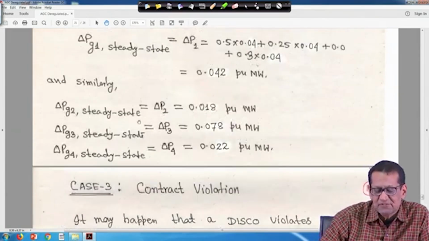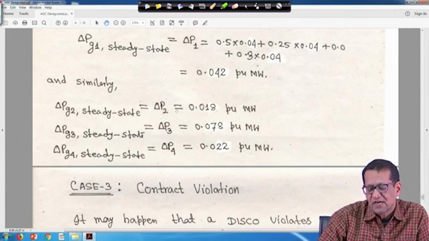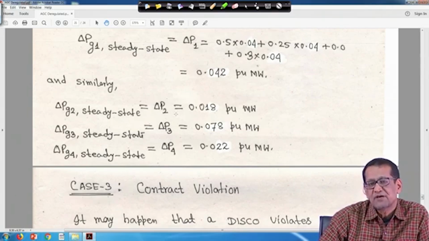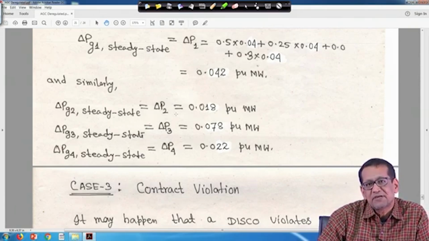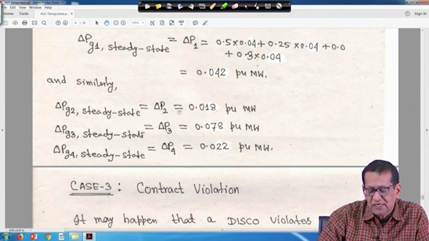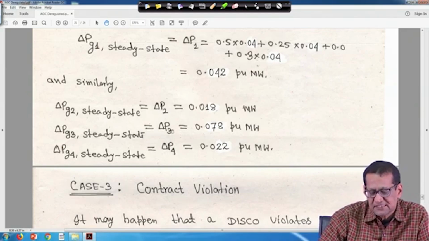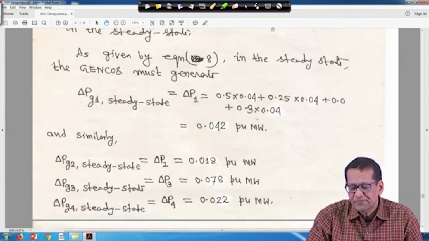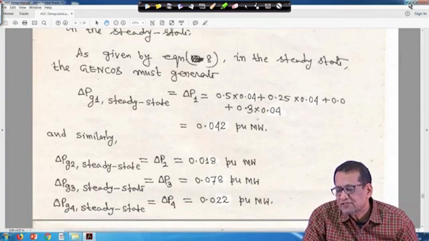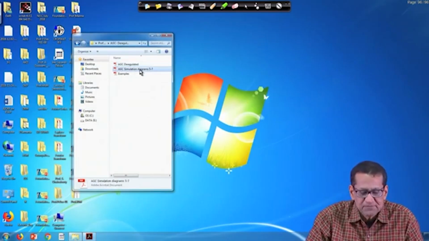Now, similarly, delta Pg2 steady state is equal to delta P2, and now you know everything. Delta P2 is equal to cpf21 delta PL1 plus cpf22 delta PL2 plus cpf23 delta PL3 plus cpf24 delta PL4. If you compute, it will become 0.018 per unit megawatt. Similarly, for delta Pg3 steady state, it will be 0.078 per unit megawatt. Similarly, delta Pg4 steady state will be 0.022 per unit megawatt, right. Now, this is steady state, but let us simulate the responses.